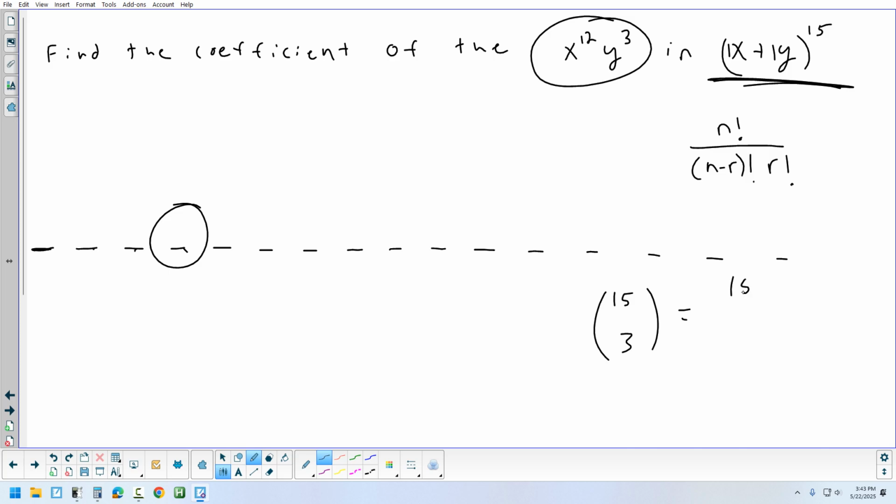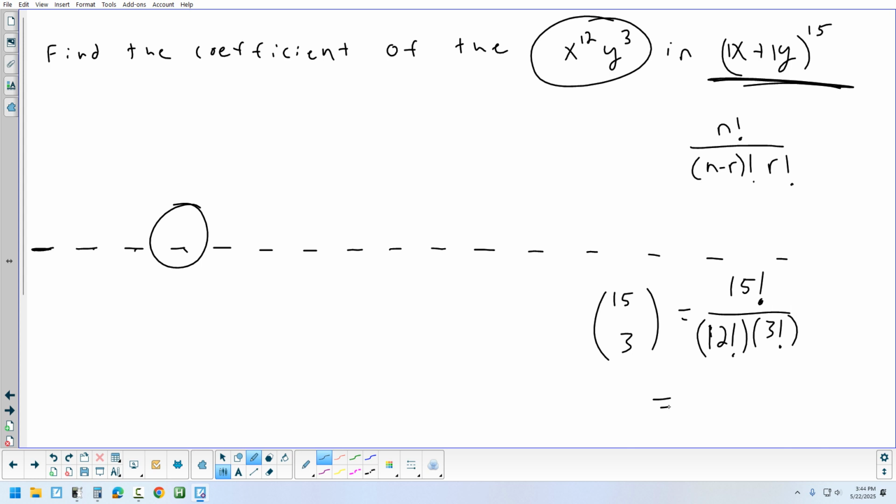Factorial. 15 factorial. And what would go in the bottom? 15 minus 3 factorial, which is 12 factorial, times 3 factorial. Okay, now you can completely cancel 12 factorial into 15 factorial.